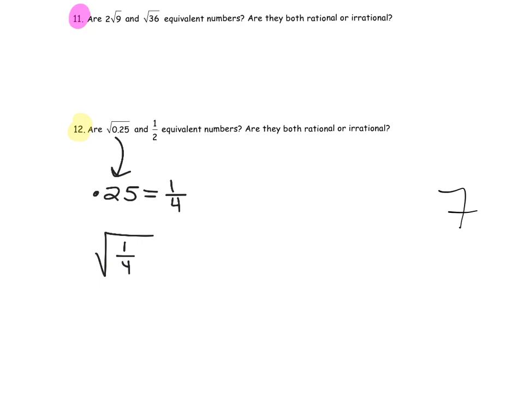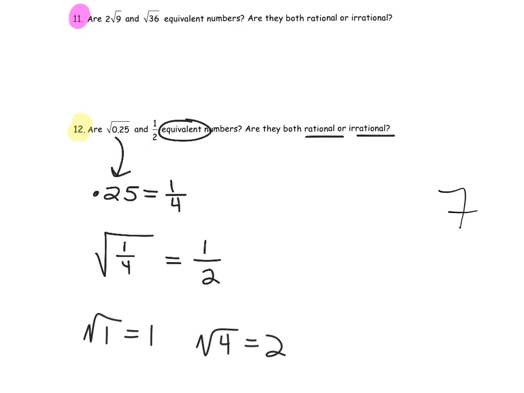Well, I already mentioned earlier, we got to get familiar with those perfect squares. 4 is a perfect square. What is the square root of 4? The square root of 4 is 2. And what's the square root of 1? 1. So the square root of 1/4 is just 1/2, because the square root of 4 is just 2. So yeah, these are equivalent numbers. I have 1/2 is equal to 1/2. And I want to know, are these both rational or irrational? Well, 1/2 is a fraction of integers. So this is rational.